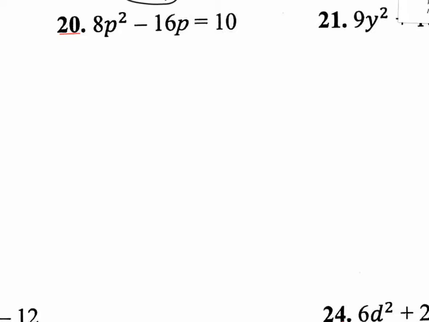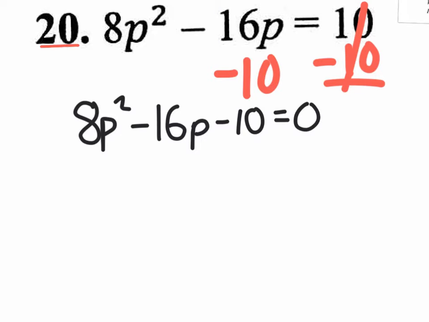So I'm going to set it equal to 0. That's going to be my first step. Subtract 10, cancels. Subtract 10. Your new equation will be 8p squared minus 16p minus 10 equals 0.